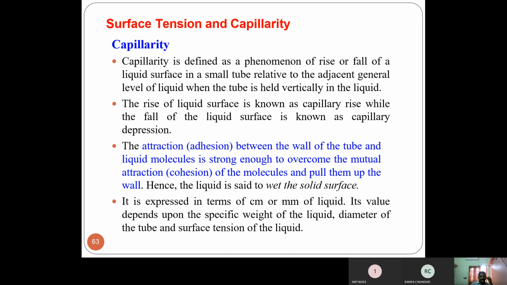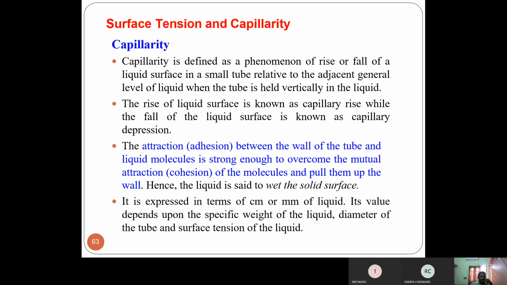Capillarity is defined as the phenomenon of rise or fall of a liquid surface in a small tube relative to the adjacent general level of liquid when the tube is held vertically in the liquid.